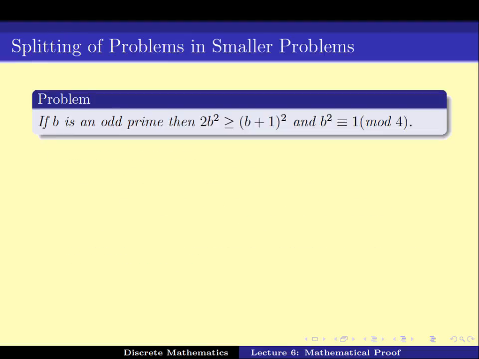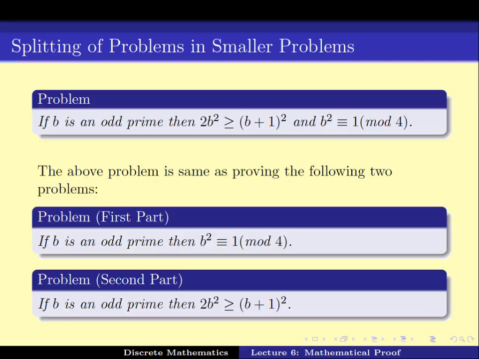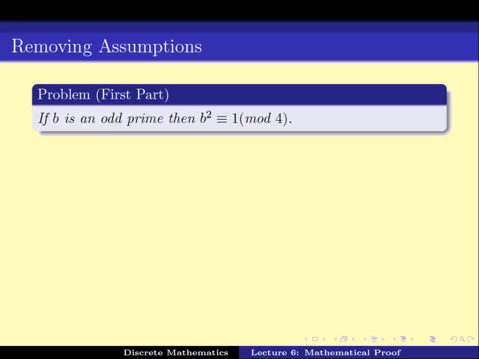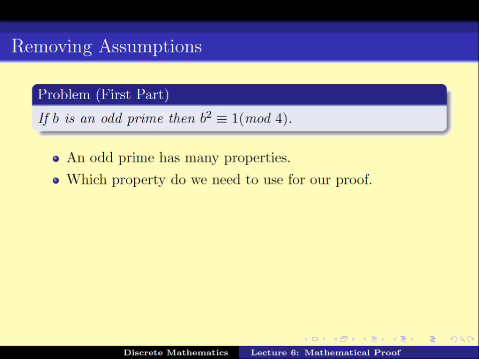So for example, let's take our problem which we have split into two parts, first part and second part. Now if we start with the first part, which says that if B is an odd prime, then B square is congruent to 1 mod 4. Here, an odd prime has many properties. The question is that which properties of the odd prime do we need to use in this proof?